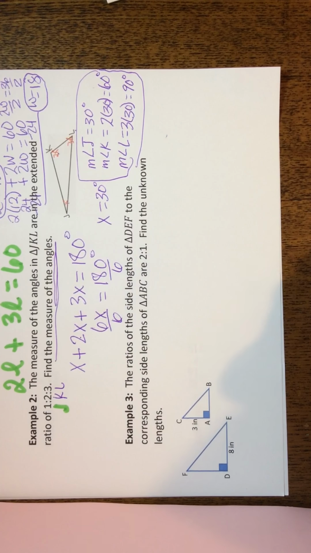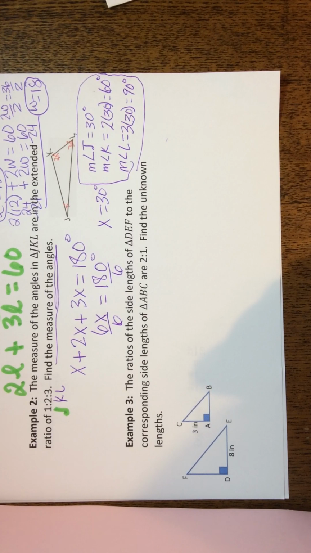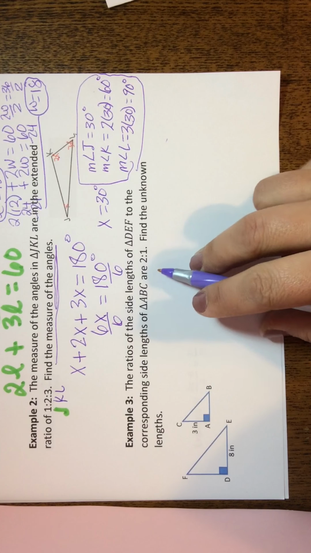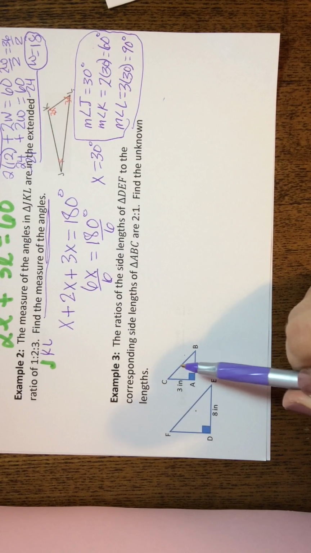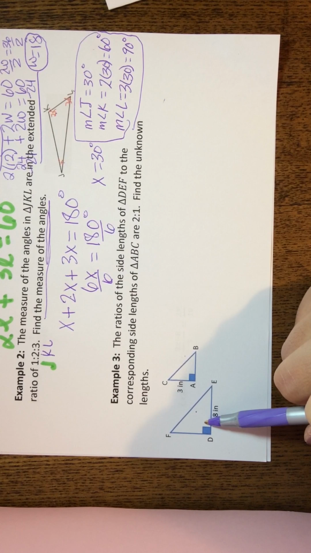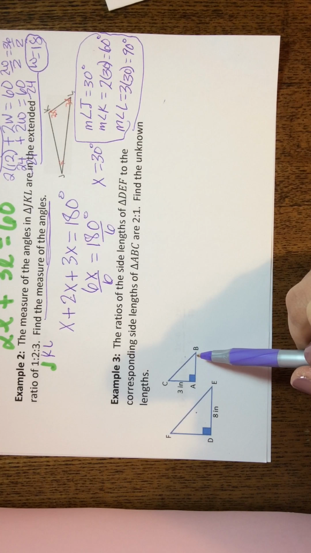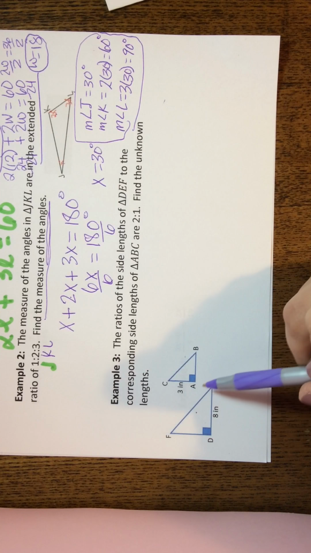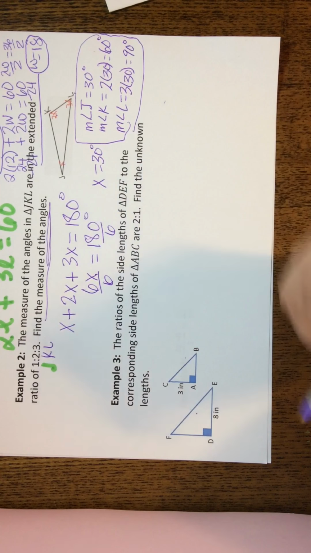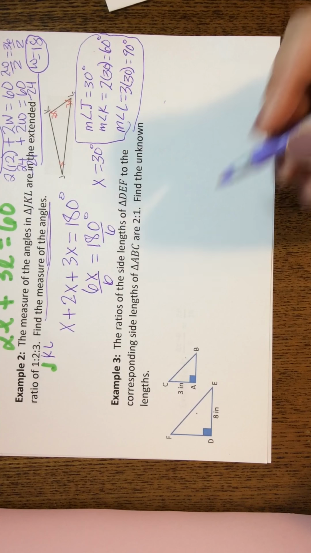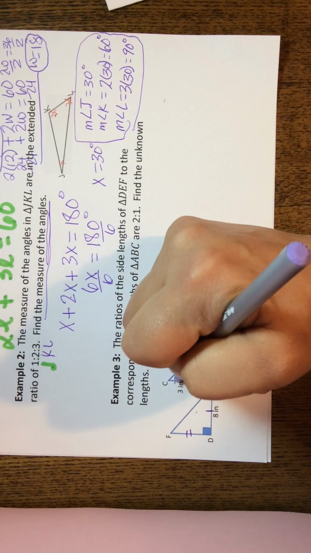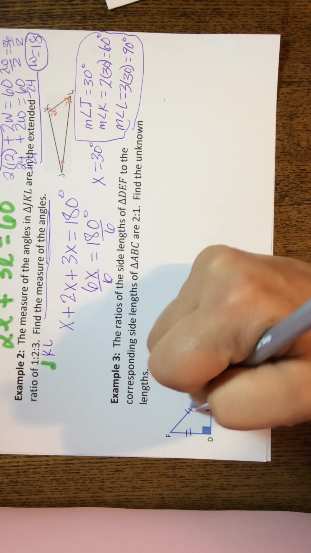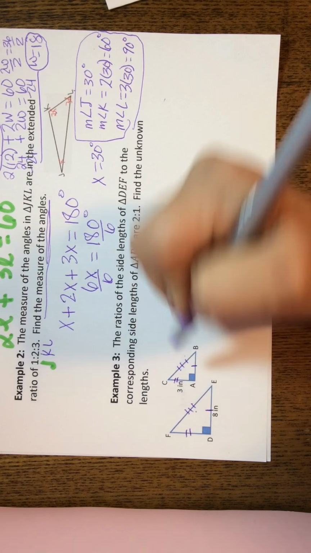Now we're going to do example 3 here. The ratios of the side lengths of triangle DEF to the corresponding side lengths of triangle ABC are 2 to 1. So that means that this triangle is twice as big as that, or this is half the size of that. So if we want to find all the measurements of AB, DF, FE, and CB, then we just need to multiply by 2 or divide by 2. So this is congruent to this. These two are congruent. And the hypotenuse is congruent to the hypotenuse over here.